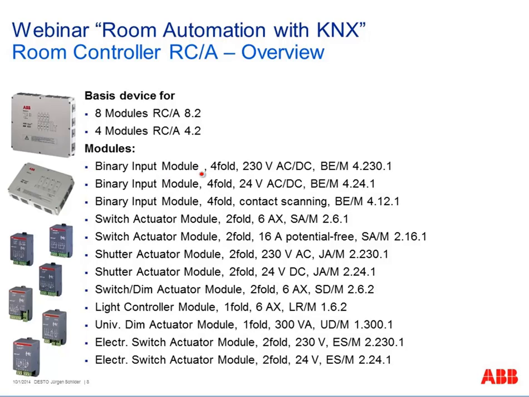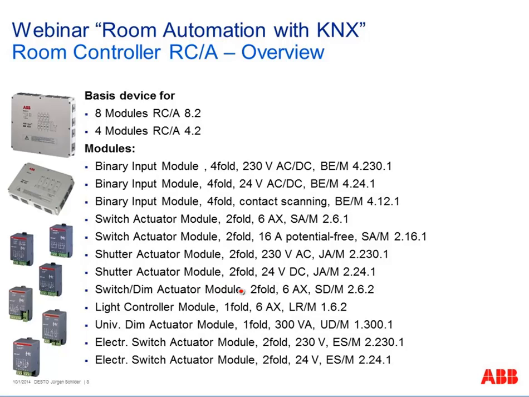First of all, binary inputs to connect our local push button, our technical sensor, whatever. Potential free contacts or contacts with 24 or 230 volt can be connected, different modules. Then of course the switch actuator modules, 6 ampere or 16 ampere. Here in this case with 2 channels per module. Then shutter modules to connect motors either 230 volt or DC low voltage motors for curtains, for example.